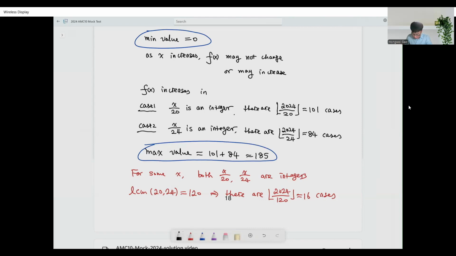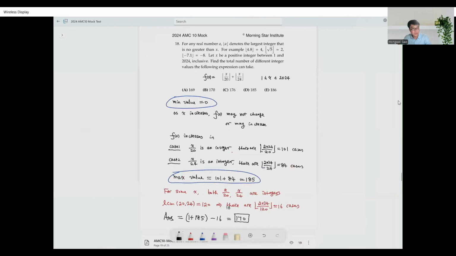So now the answer to this question is: between 0 to 185, there are 186 cases, but there are 16 numbers not achieved. So the answer is 170. So the answer here is B, 170.